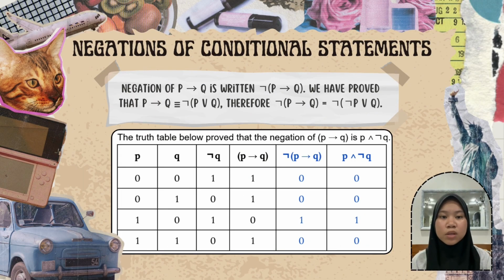Next, we will talk about negations of conditional statements. The negation of P implies Q is written not (P implies Q). We have proved that P implies Q is equal to not P or Q. Therefore, not (P implies Q) is equal to P and not Q. The truth table below is proof that the negation of P implies Q is P and not Q.